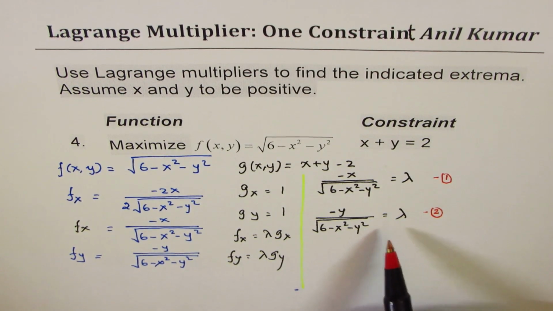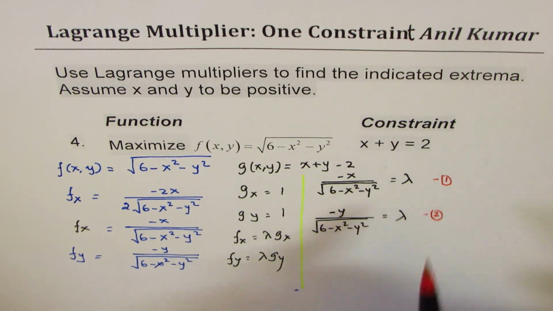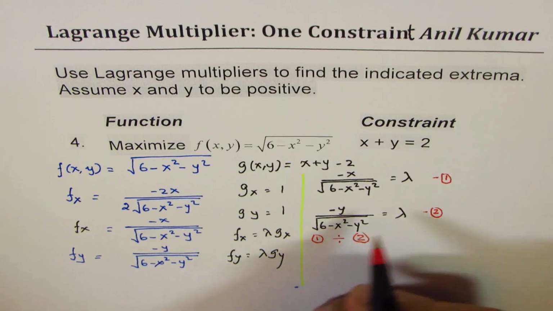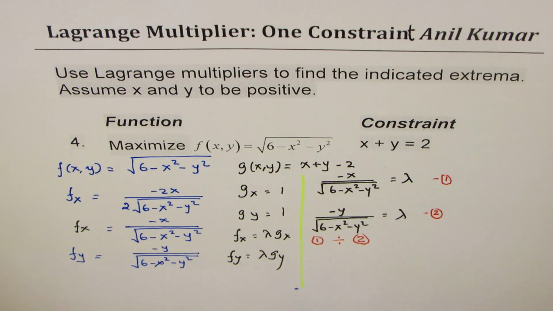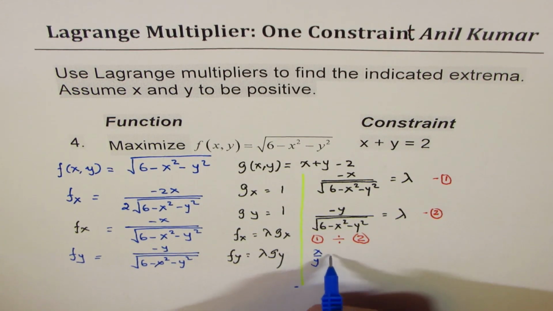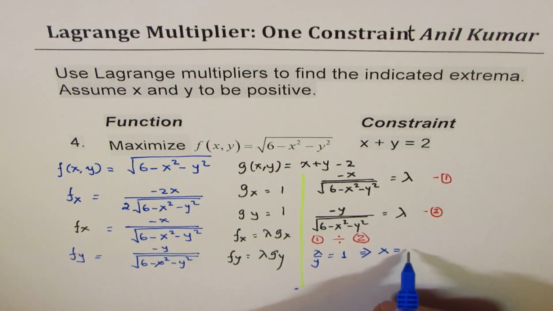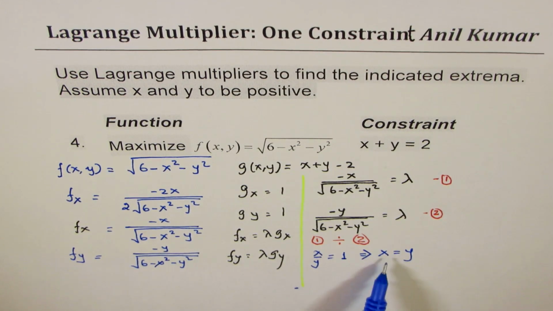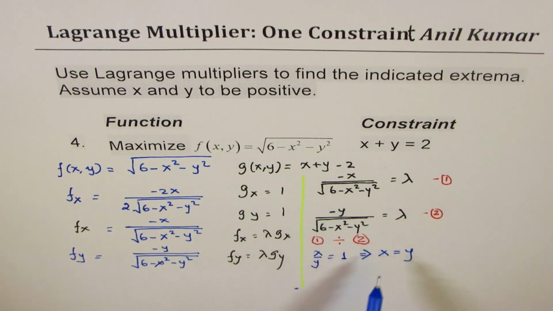Now we need to solve for the variables here. So how do we do it? One way is we could divide one by the other. If I do equation 1 divided by equation 2, lambda and lambda cancel, the square root parts cancel, correct? So what do we get? We get x over y equals 1, or x equals y. Is that okay? So we get x equals y. Since x equals y, we can find both x and y. We can also find lambda, and all these variables can now be easily found, correct?